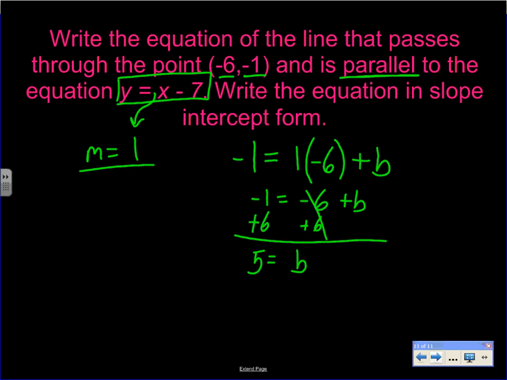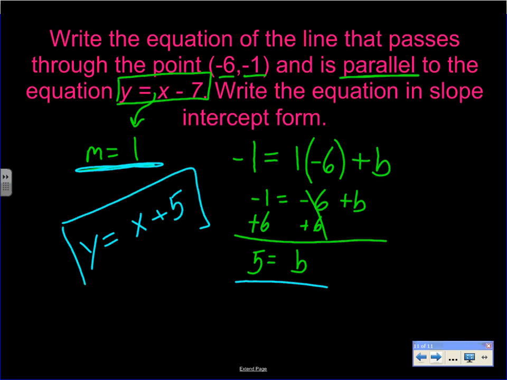And from here, we go ahead and write the equation. y equals mx, and there's a 1 in front of that x. It's just that you can't see it because we use that 1 right there, because that's m. y equals mx plus b, and since b is a +5, we're going to put a +5 there. So the equation here, y equals x plus 5, is a line that is parallel to y equals x minus 7.